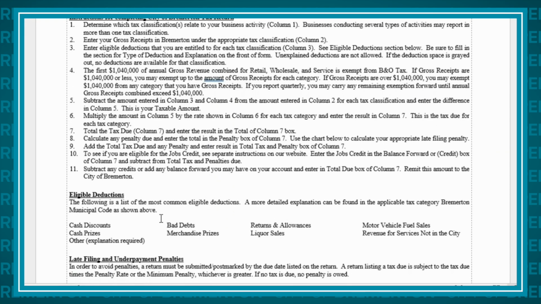Next, let's talk about deductions. Your deductions are specific to your business and can be found on the instructions page, on the back of the form, or on our website. Deductions must be clearly identified, and be aware there are strict rules on how they can be applied. To see more, please check out the website or the form here.